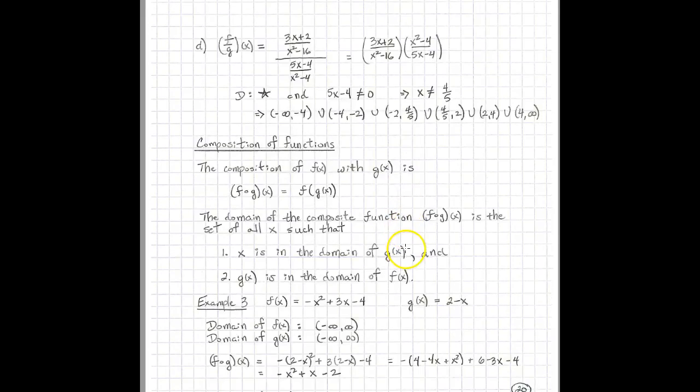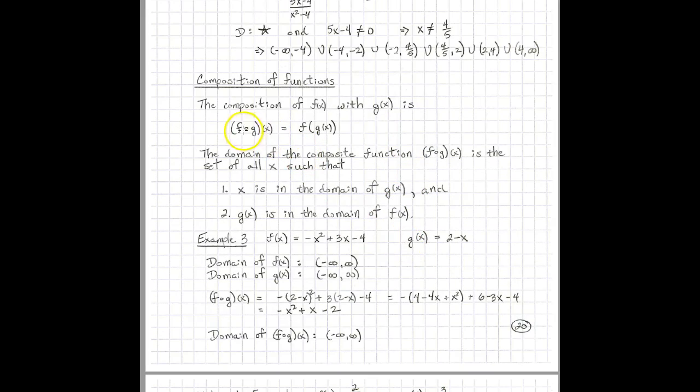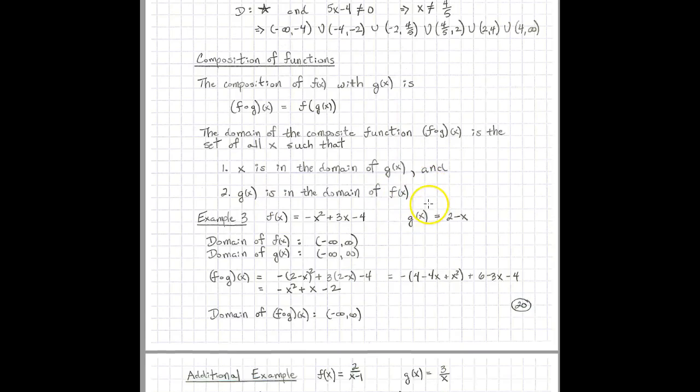All right, composition of functions. Composition of functions is denoted f of g of x. It looks like fog almost, but it means this, f of g of x. You take g of x and plug it into f of x. So the domain of the composition of functions, f of g of x, is the set of all x such that x is in the domain of g. So first of all, we have to check the domain of g, and then only choose x's that are in the domain of g such that g is in the domain of f.